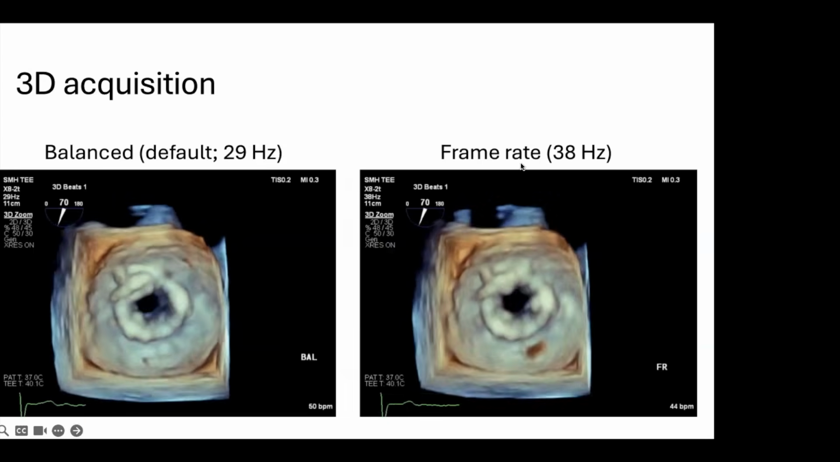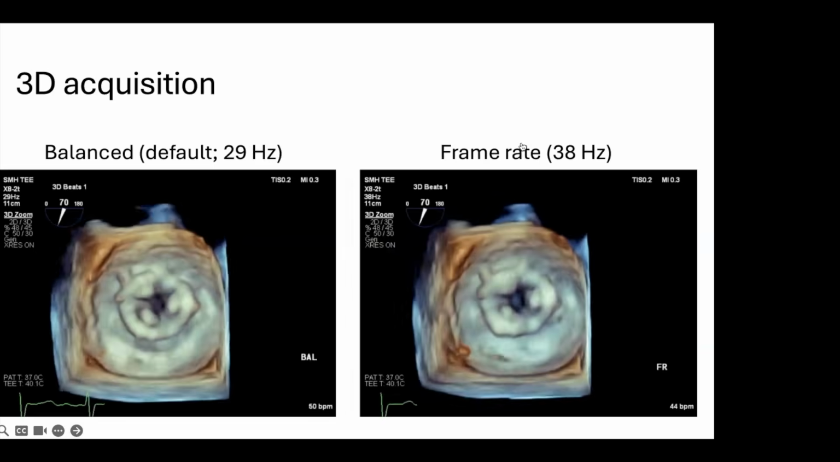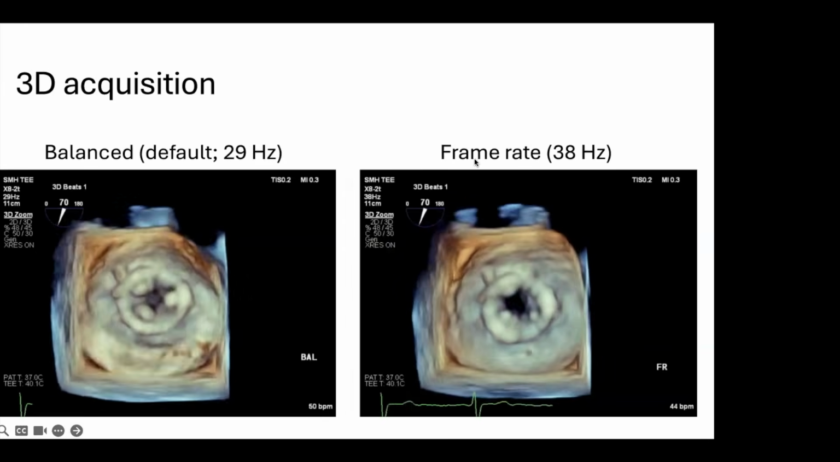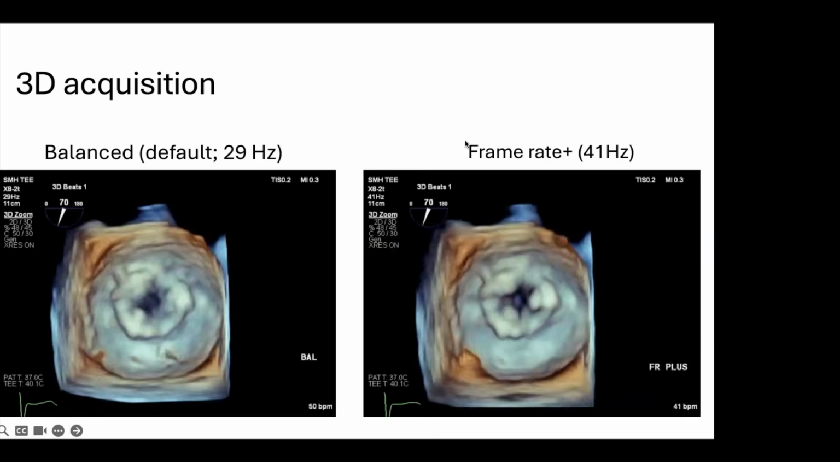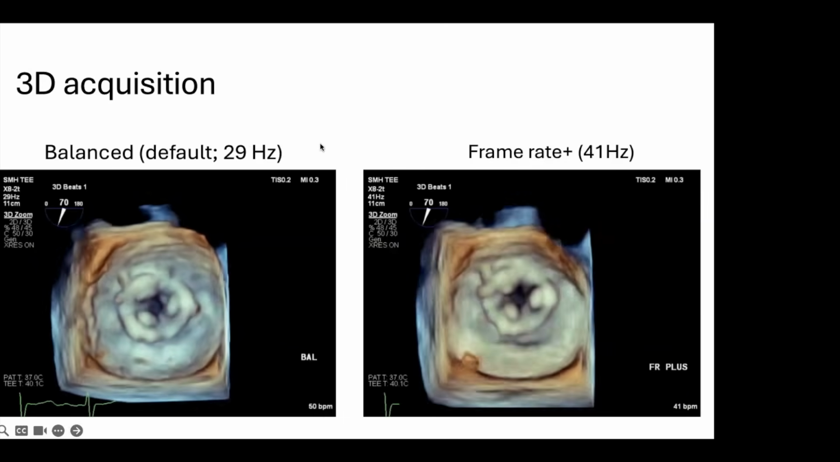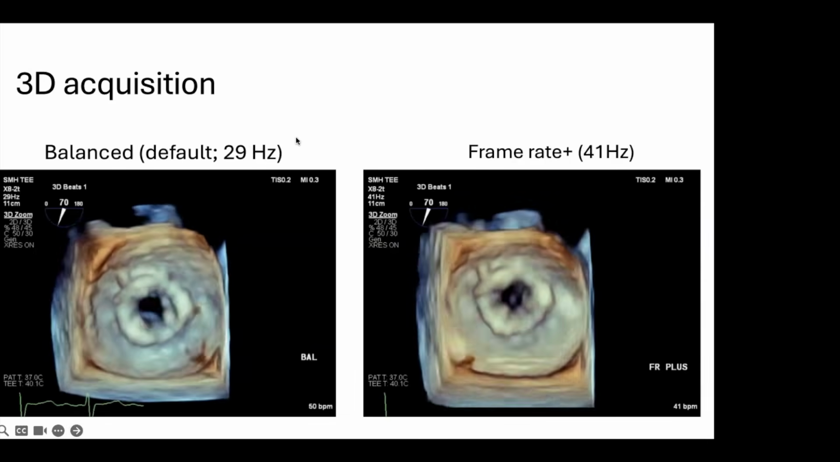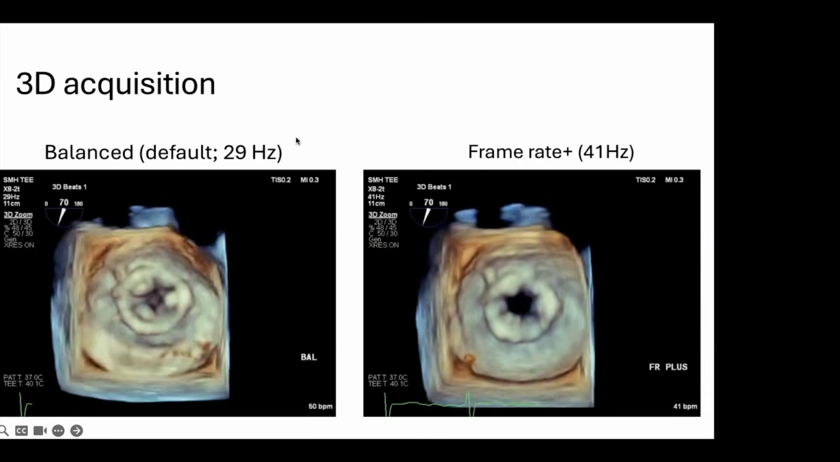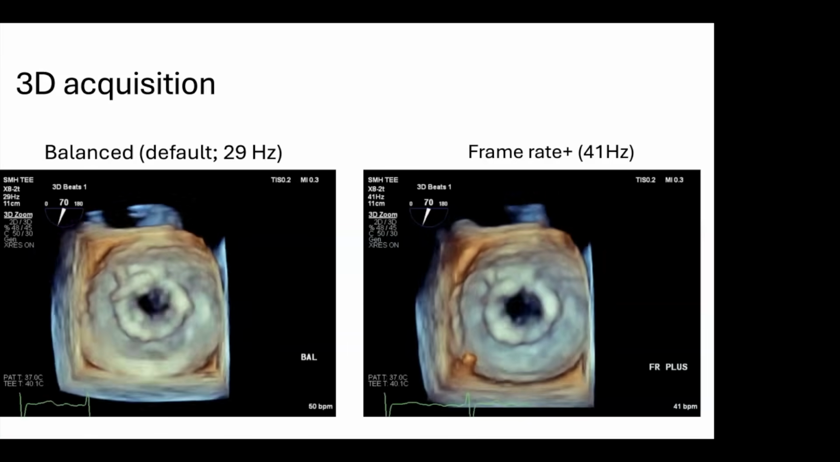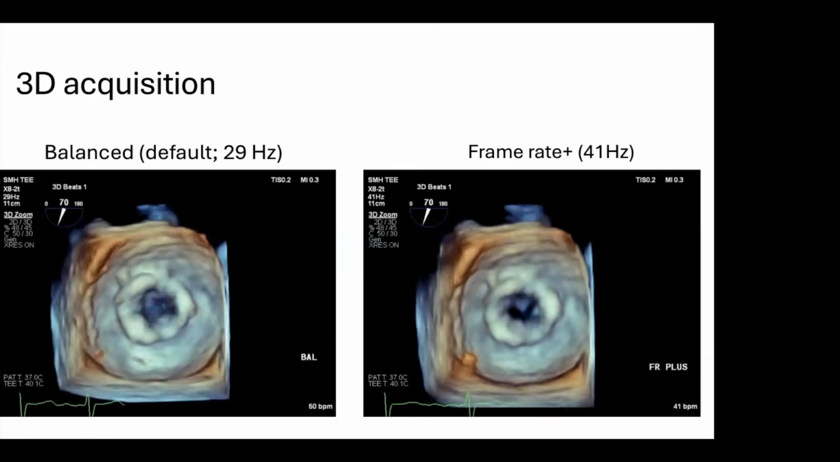Maybe some of the moving structures like the leaflets look a little bit better, but the image overall I find is a little bit fuzzier. It's not a marked difference between the two. And then you get to frame rate plus, which brings your frame rate up to 41 hertz compared to 29 hertz. And again, I don't notice a big difference. Again, I think the image on the right is a little bit fuzzier compared to the balanced image, which is why I don't tend to change this.